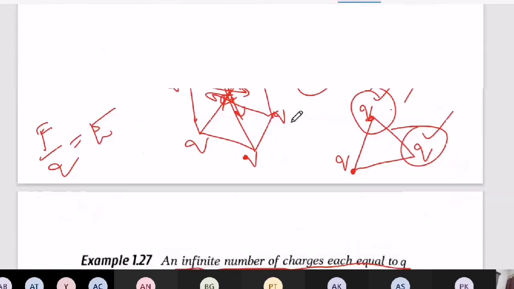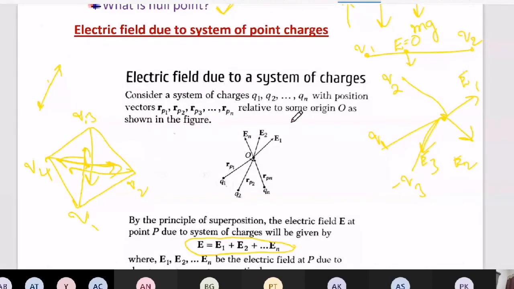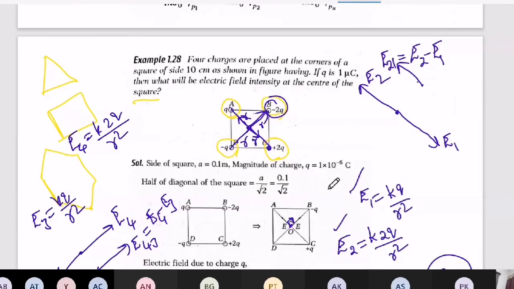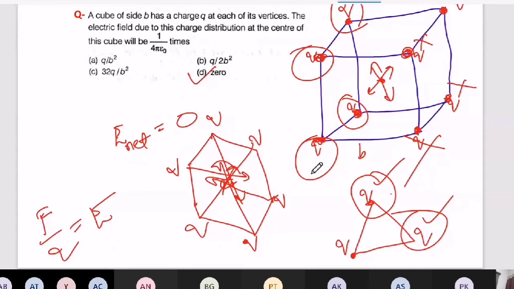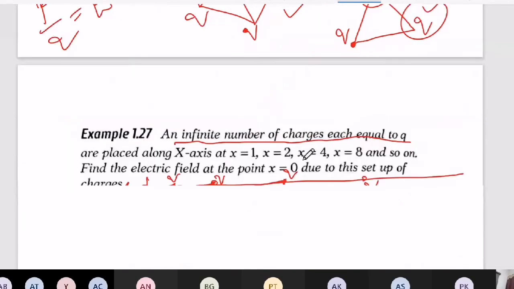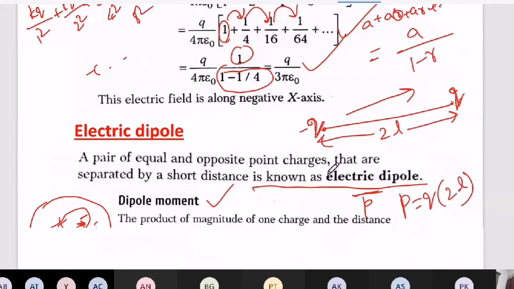Now, a brief discussion of what we have studied. Today we studied only one thing, that is, the electric field due to a system of point charges. The field due to multiple charges at any point is the vector sum of all the electric fields. Based on that we have solved two or three questions: one is the square case, one is the cube case, one I explained extra, the pentagon case, and one is the general case. So please first understand and solve these questions. Then try to solve the questions which I have given for homework or assignment.